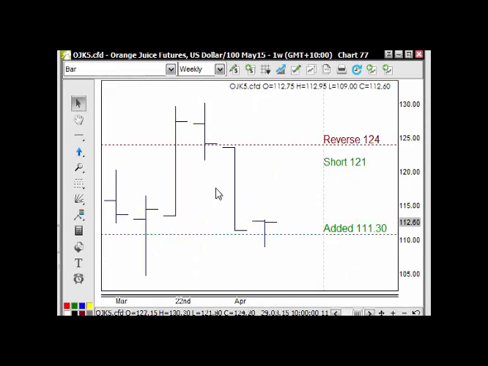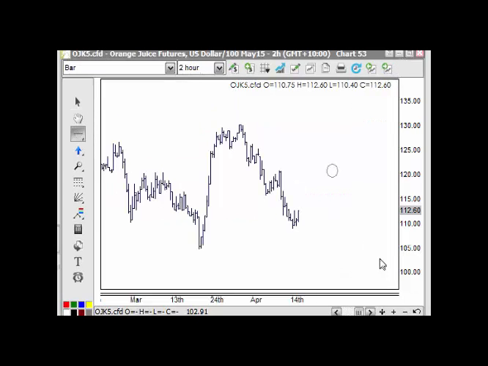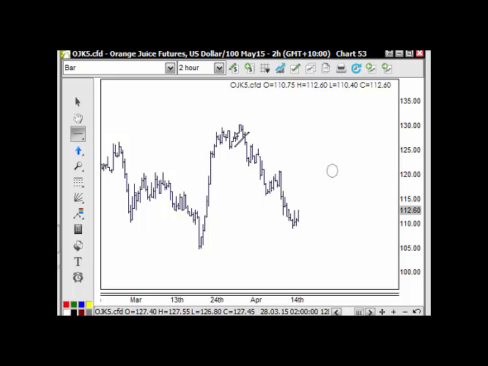The orange juice market, we're short at 121, the reverse at 124, we've added at 111.3 here. We can expect a rally off the lows here. Yeah, so let's just have a bit of a look at that. If it was going to rally here, this is where we'd be looking at. It appears we've got a little 5-wave structure down through to here. So we'll be looking for an A and a B and a C, pulling back into the 120 area and then down from that point there.